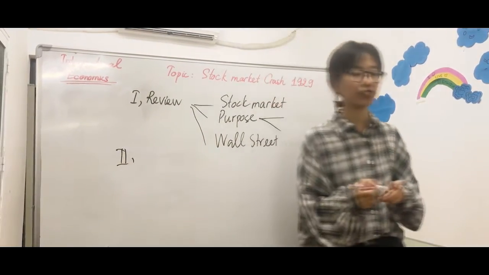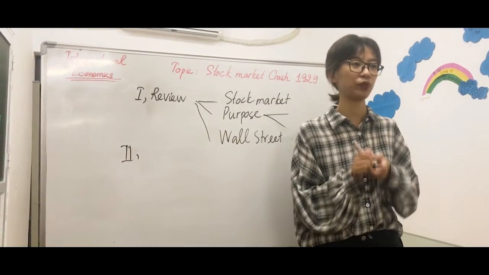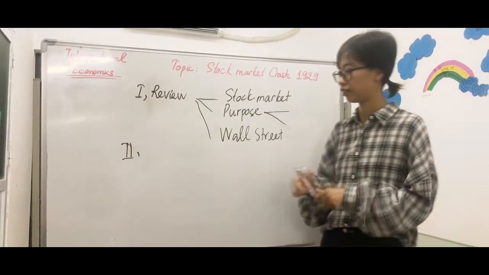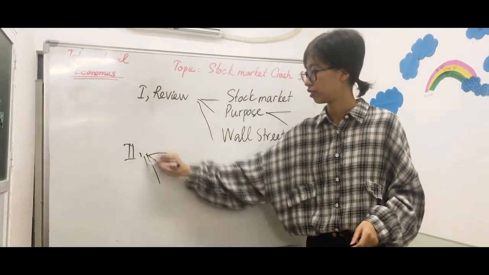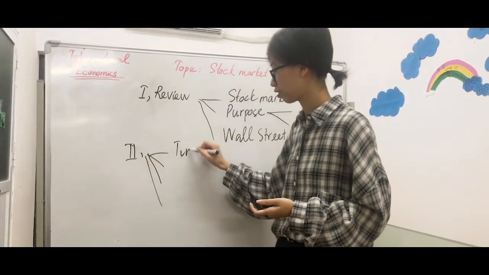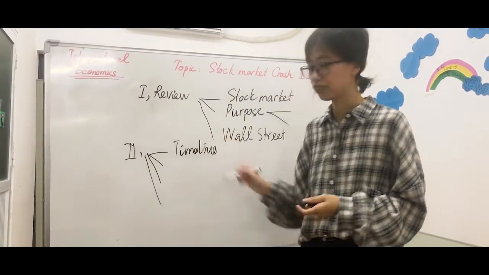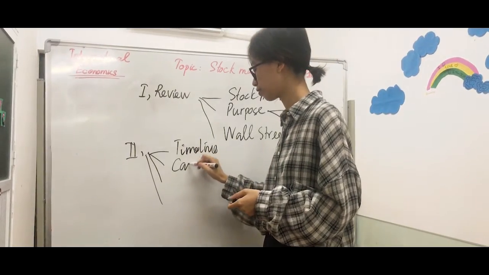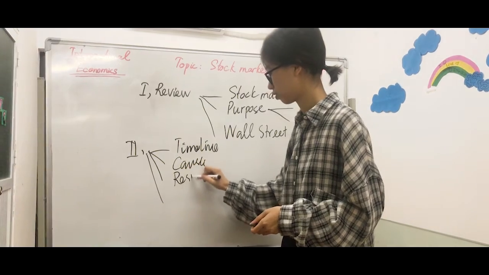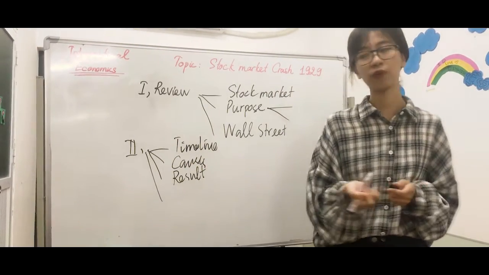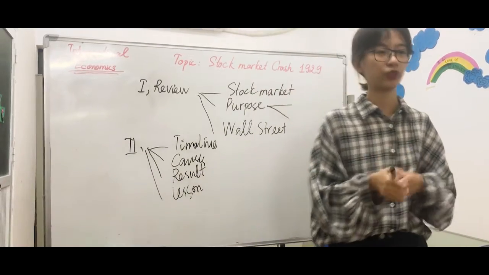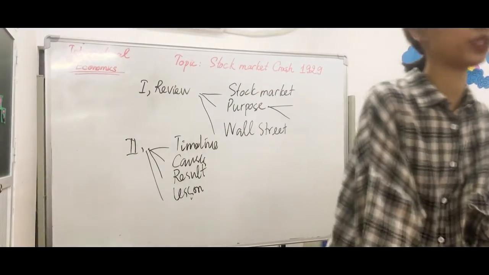And as I requested last week, you have to research all the important things about this crash. There are four main factors that I told you. The first one is timeline. The second one is causes of this crash. The third one is result. And the final one is the lesson that we learned from this crash. So now can anyone answer my question?